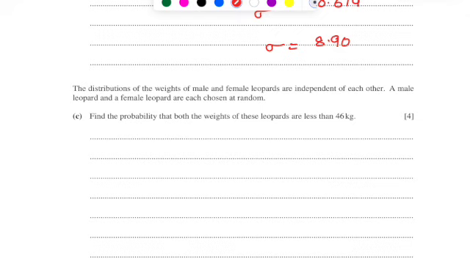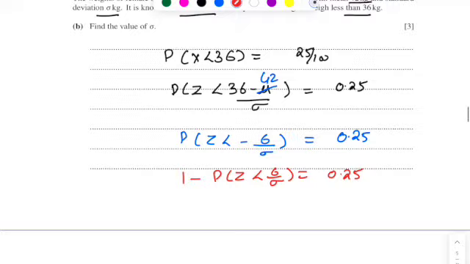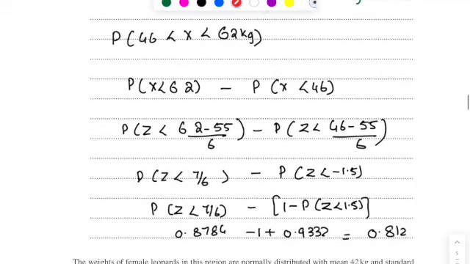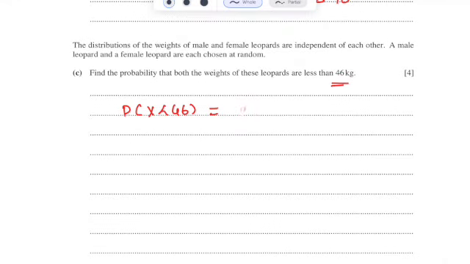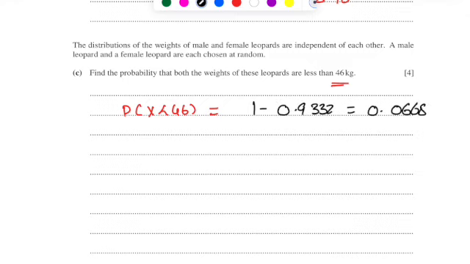The distributions of the weights of the male and female are independent of each other. A male and a female leopard are chosen at random. Find the probability that both the weights are less than 46 kgs. So for male, I'm going to find less than 46. We have found it over here. Less than 46 is 1 minus 0.9332, which is nothing but 0.0668.